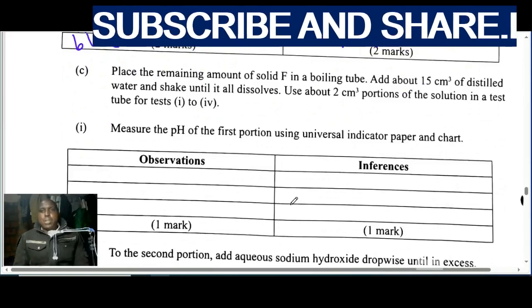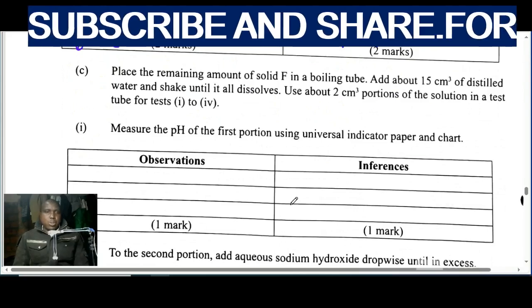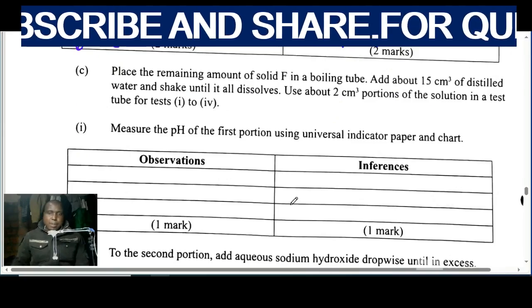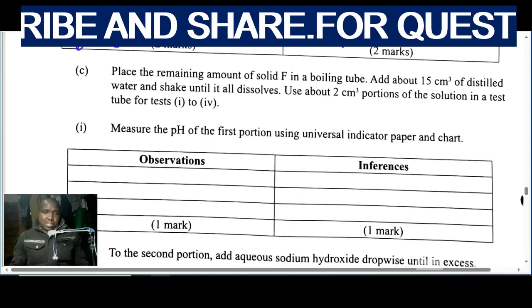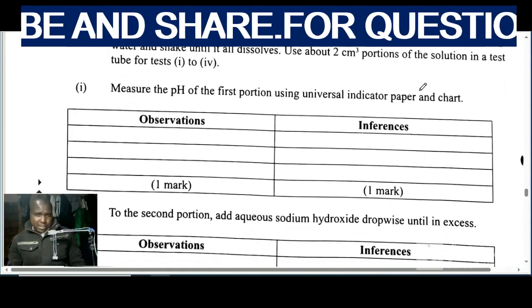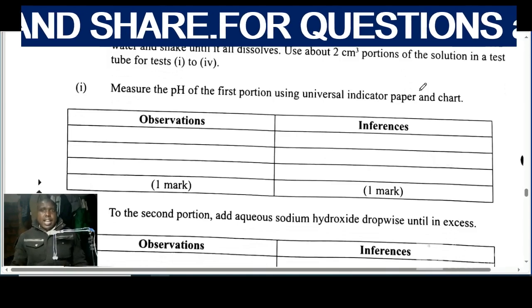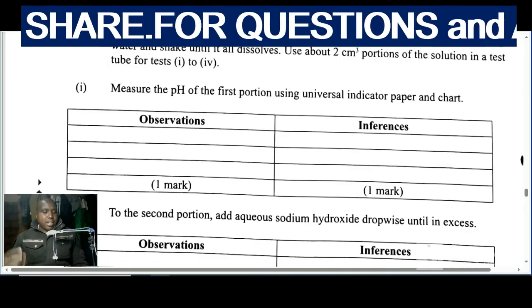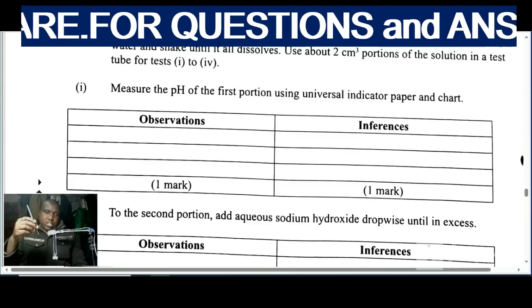Place the remaining solid in a test tube, add 15 there. Divide the solution as you have been told. Measure the pH of the first portion using a universal indicator paper. That might not be the case this year, but it is important if it appears again. If it reappears, what are you supposed to do? Is to check and then take the pH scale test. Look at the color.